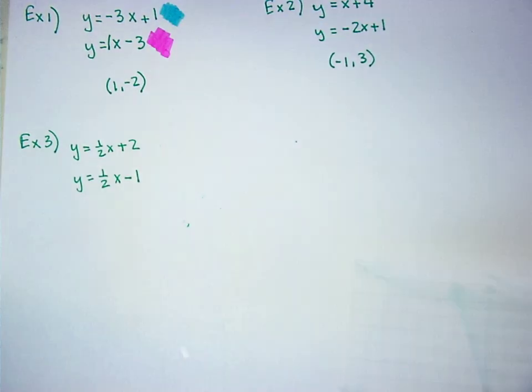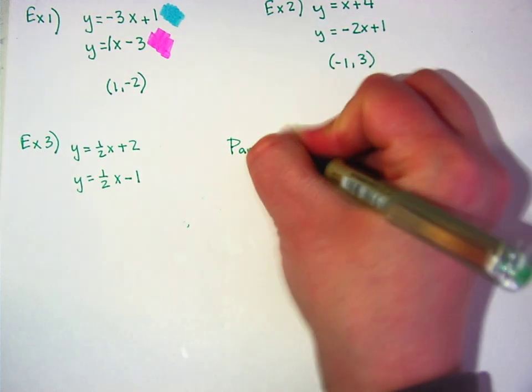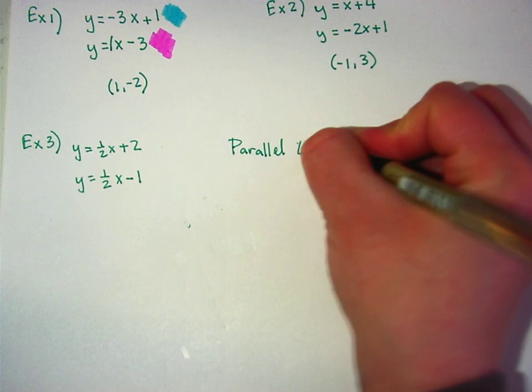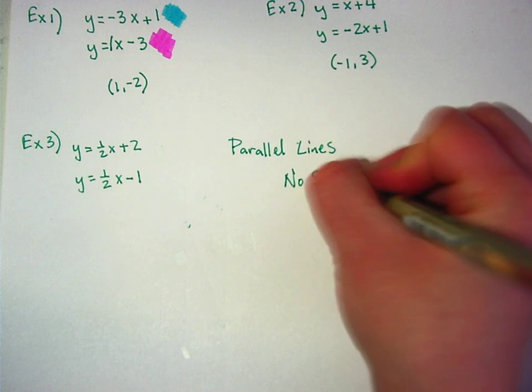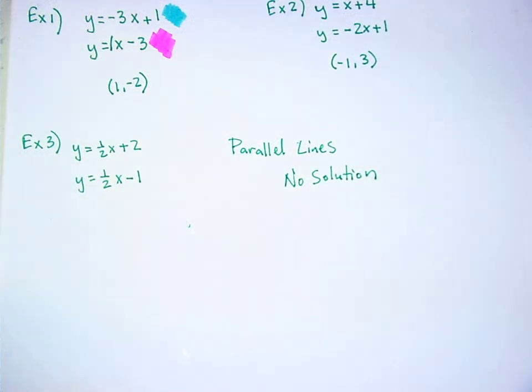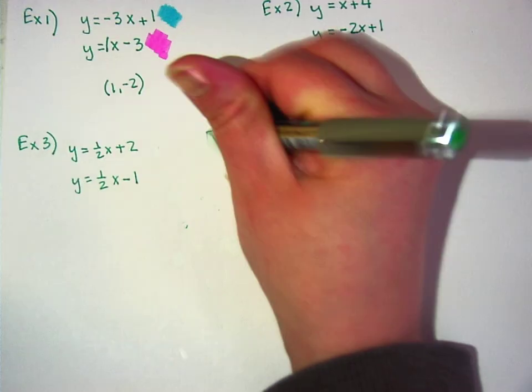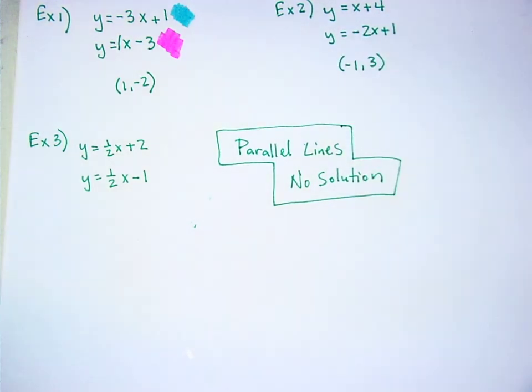Okay. So everybody write parallel lines. If they're parallel lines, it is no solution. That's a big message. All right, anybody think they understand infinite solutions? When would something be infinite solutions?